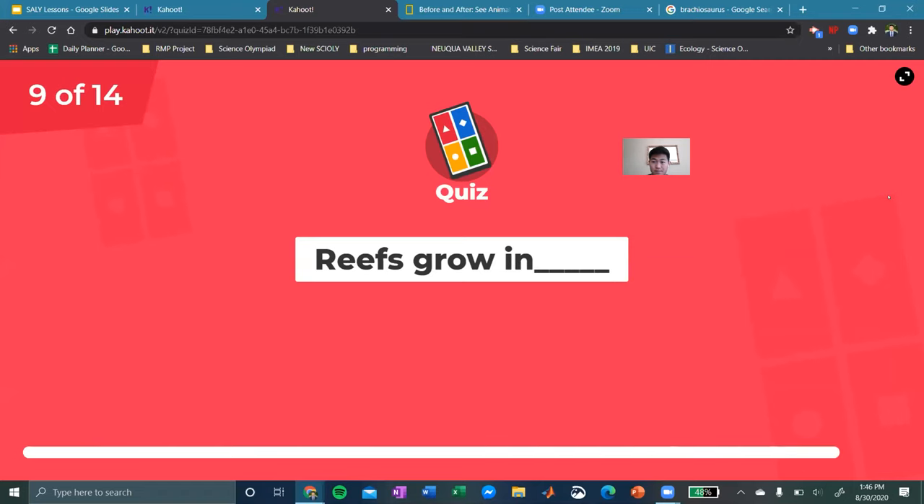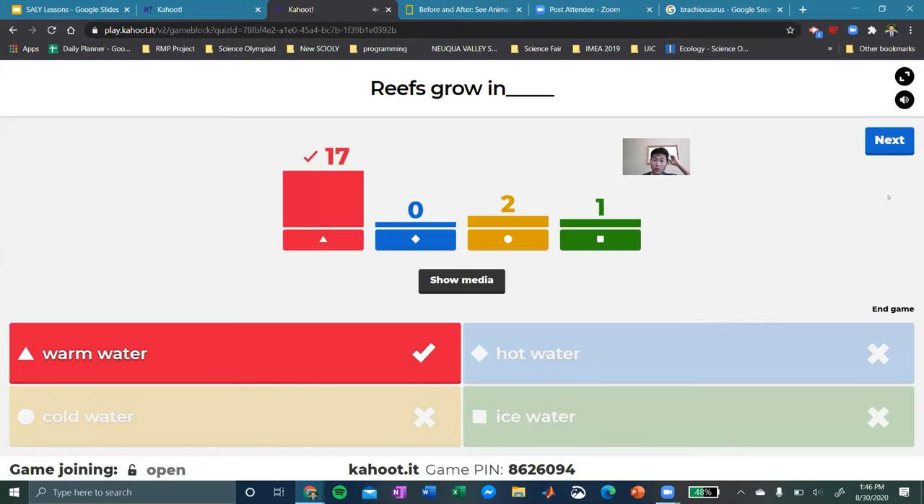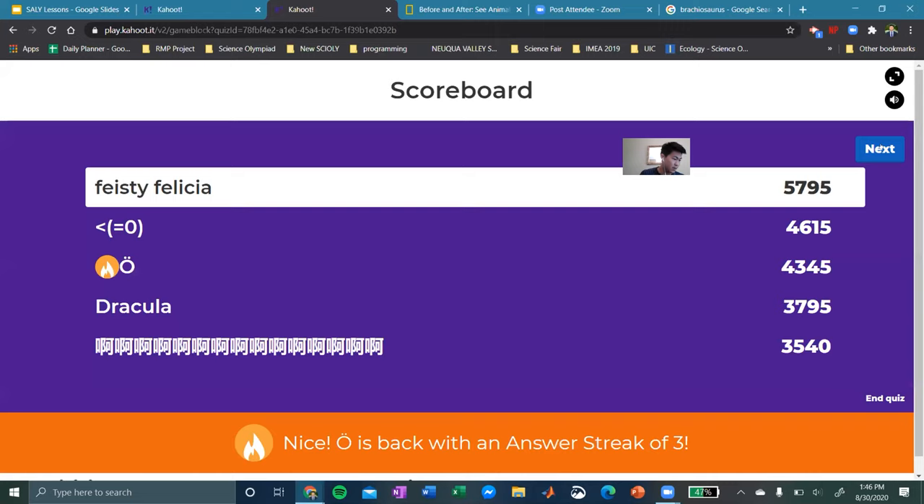Okay, reefs grow in... So reefs grow in warm water. So kind of like this lesson, how we were talking about the summer being warmer allows a lot more organisms to flourish. And warmer temperatures allow a lot more life to thrive. So this is the reason why reefs are mostly in warm waters, because it allows so many different organisms to thrive.